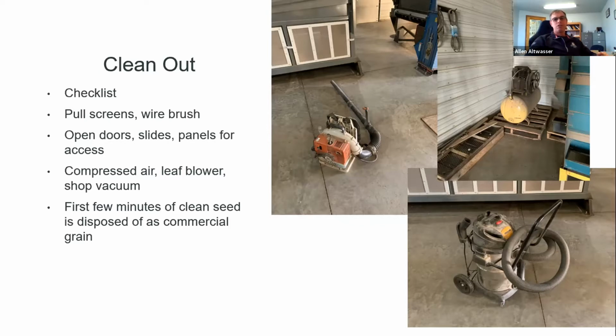And another tip that we'll use is the first few minutes that we run through of each lot that we run through our plant. 5 to 10 minutes, I don't know if it's that long sometimes, but we'll run that amount of time, stop the plant completely, go take out the seed that's come through to the seed clean bins, and we'll just dispose of that as commercial grain.